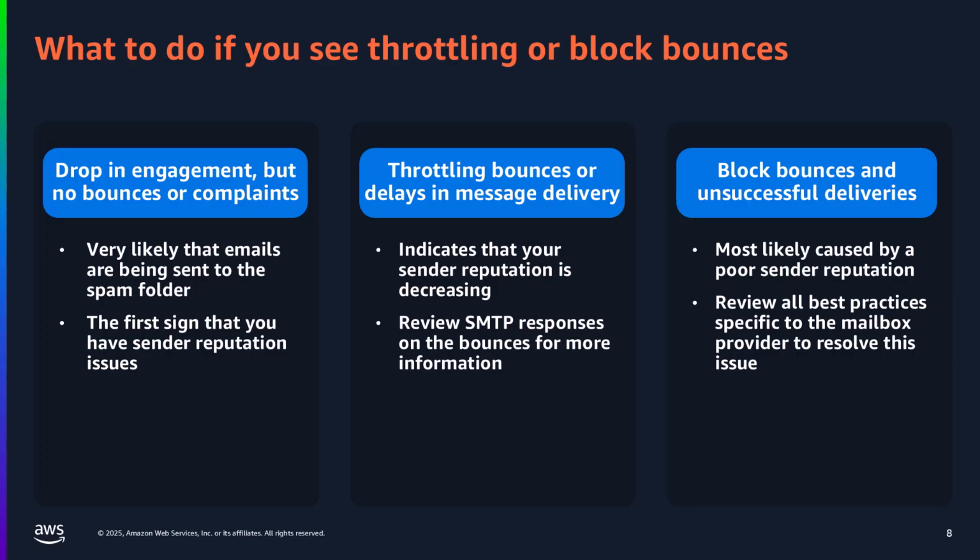If you can address these issues with some of the reputation reviews that we've discussed earlier, you can likely curb the possibility that your messages start to get throttled or blocked outright. If you start to see throttling bounces or delays in message delivery, it is an indicator that something is changing with your sender reputation. Review the SMTP responses on the bounce messages and see if there is more information and reasoning within those bounce messages to diagnose and remediate your issues.